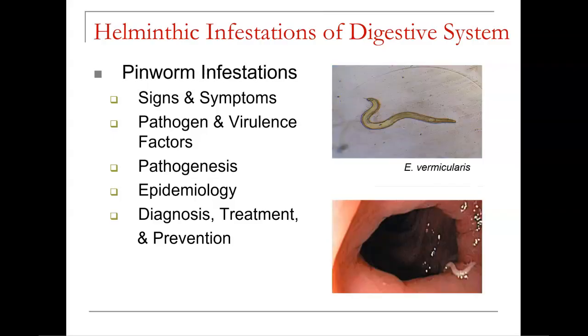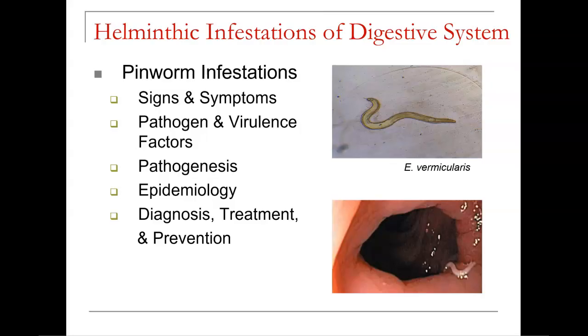Next, we have a pinworm infestation. With this one, we're going to have perianal itching. Peri means around, anal, of course, your anus, irritability, decreased appetite, and weight loss. One-third of cases are going to be asymptomatic. The pathogen here is going to be called Enterobius vermicularis. Virulence factors are going to be female eggs.